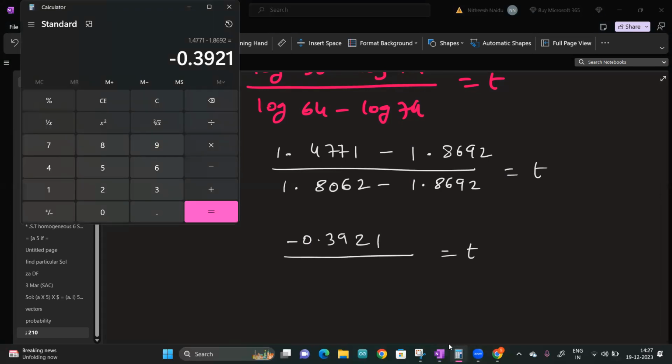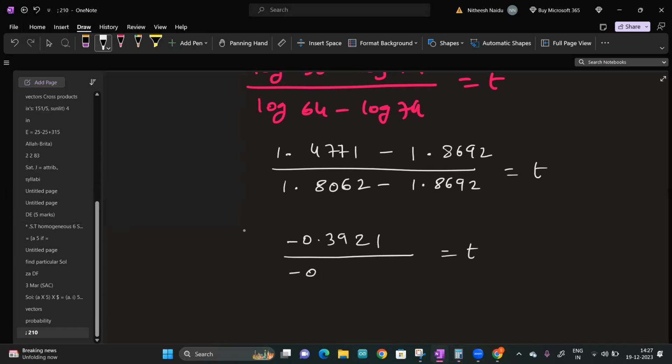Again, minus 0.063. Okay, wait, I will check. 1.8062 minus 1.8692, how much? Minus, yes, we did it wrong before. 0.063. Now do it. Now t is equal to, okay, no problem, copy it. These are the correct values. This is getting 6.22 minutes. Write down 6.2. Okay, no problem. 6 minutes or 6.22 minutes, it is correct, accurate.